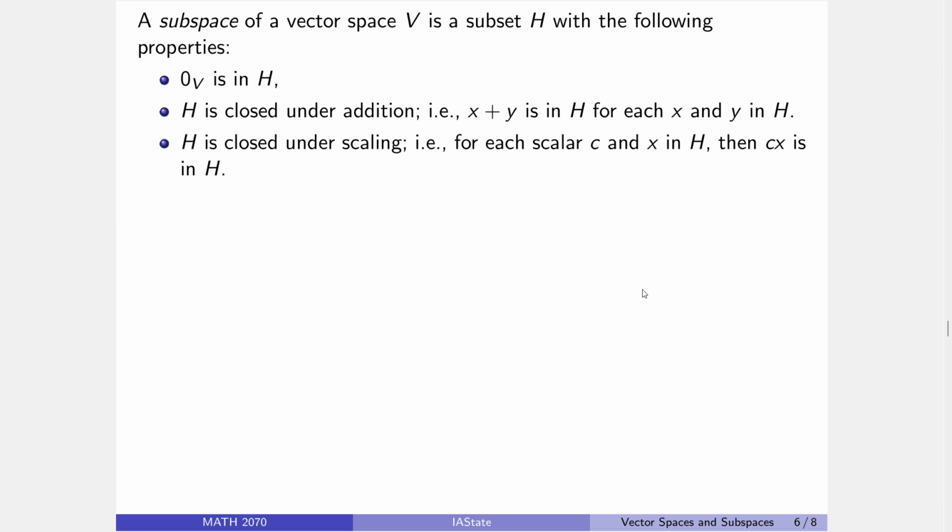A subspace of a vector space is a subset with the following properties. It has the 0 element, it's closed under adding, meaning if you add 2 elements in your subspace, you do not escape. And it's closed under scaling. If you scale an element, it does not escape.